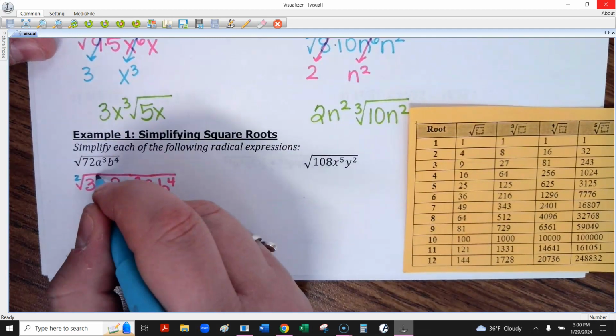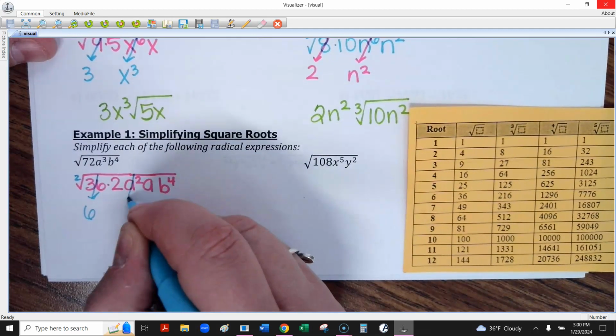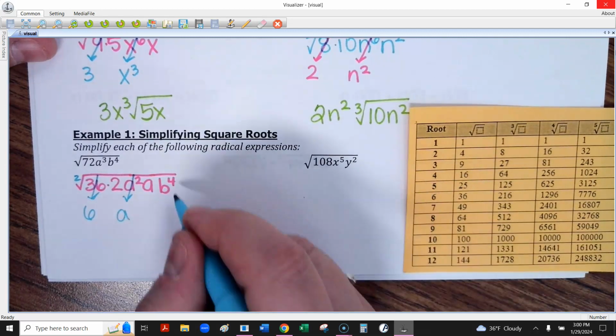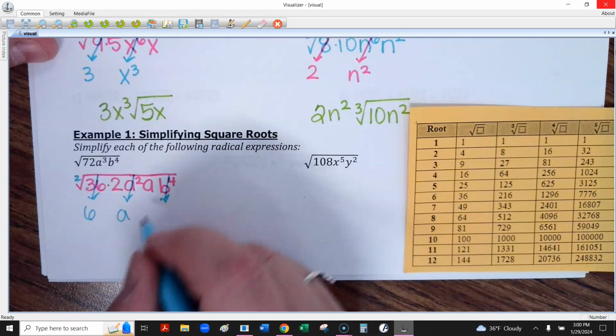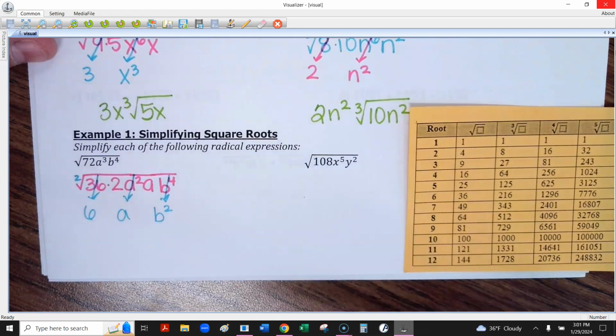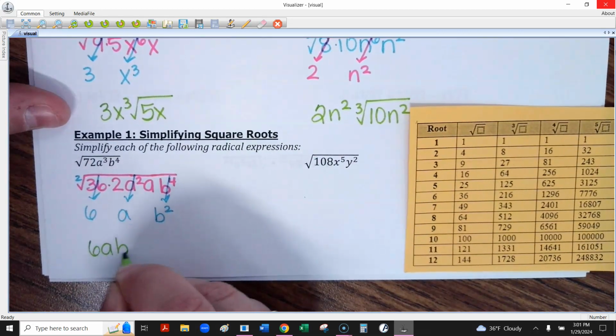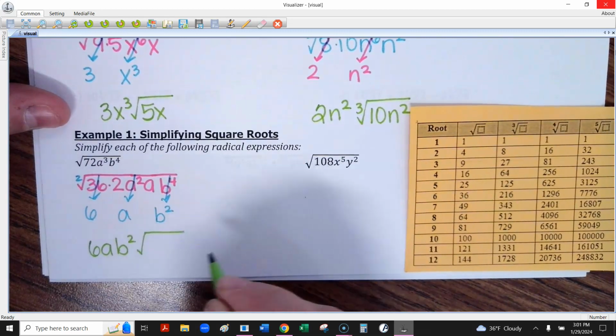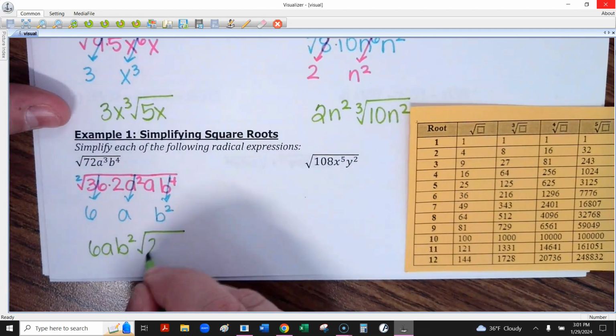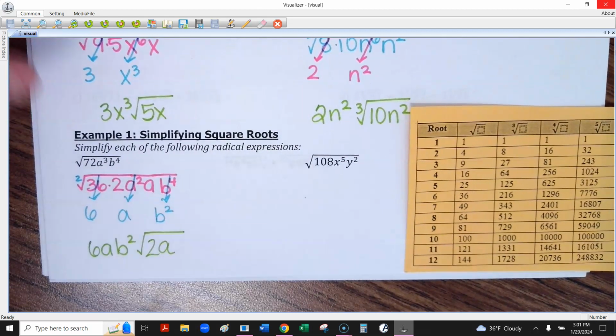So square root of 36 is 6. A squared is going to come out as an a. B to the 4th, exponent divided by the index of the root, would be b squared. So then my actual answer is 6ab squared, and then left under the square root would be the 2 here and the a here.